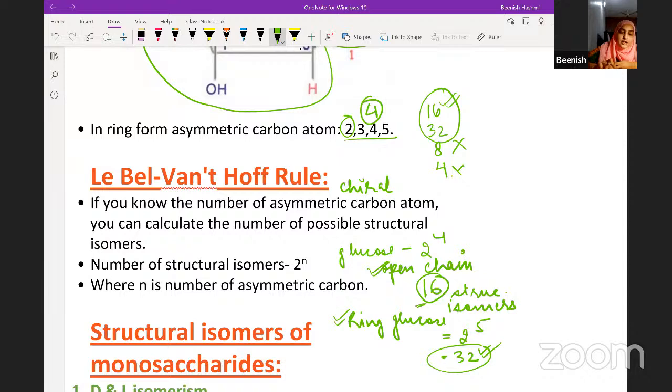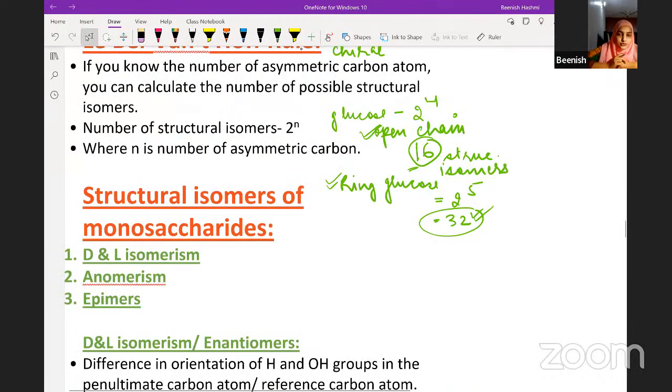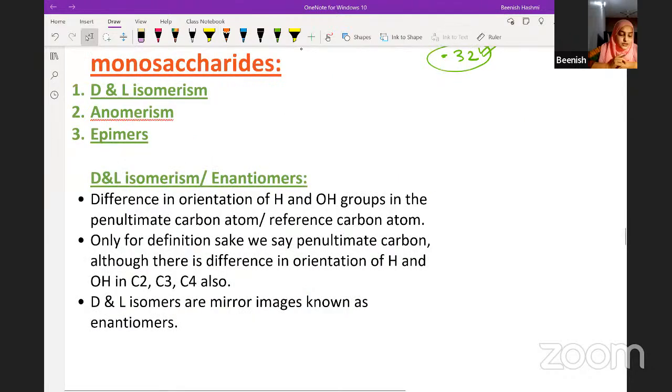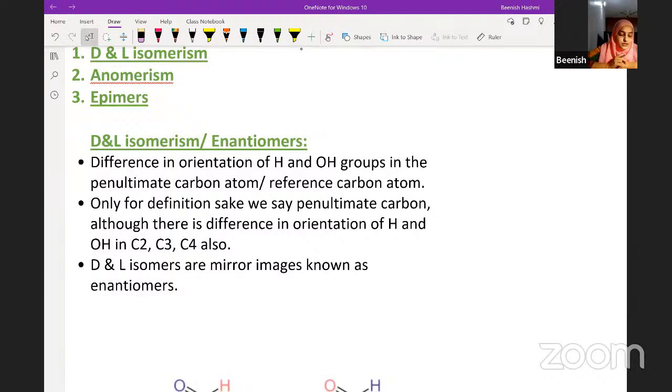Okay. Now moving on to structural isomers of monosaccharides. So you have 3 different types of structural isomerism. That is difference in orientation of H and OH groups in the penultimate carbon of the reference carbon atom. So it says that in enantiomers or DL isomerism, there is a difference in orientation of hydrogen and hydroxyl groups in the penultimate carbon.